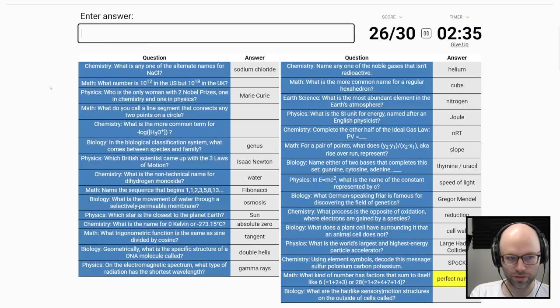What kind of number has factors that sum to itself? That's called a perfect square, but they gave it to me. Thank you. What are the hair-like sensory motion structures on the outside of cells called? Cilia. I give up. I'm happy with my performance.